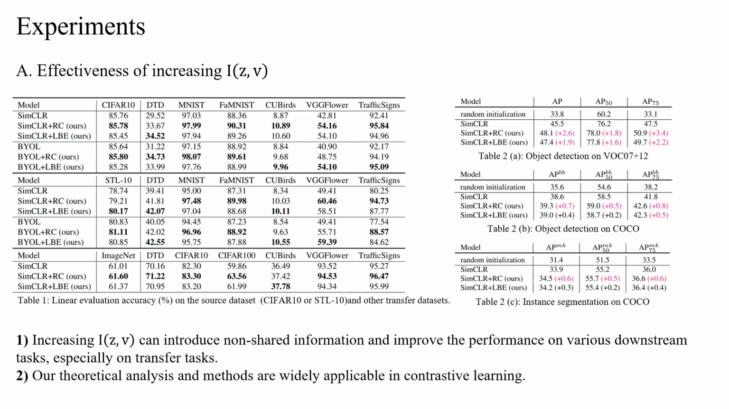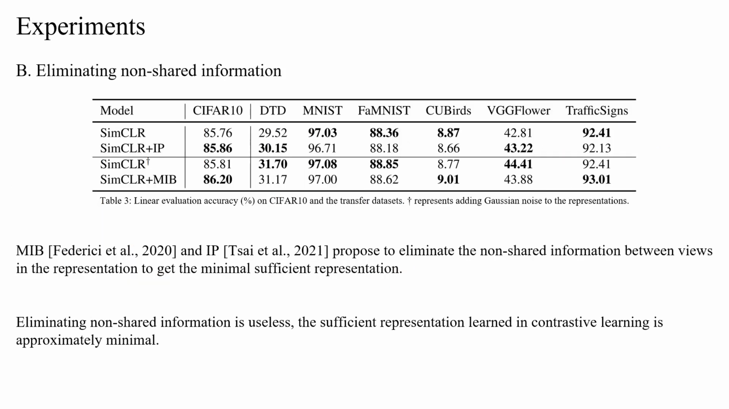Our method introduces more non-shared information and improves the performance on various downstream tasks, especially on transfer tasks, and it is widely applicable to different contrastive learning models. Some previous works propose to learn the minimal sufficient representation, but the method does not make much change to the performance, which means the sufficient representation learned in contrastive learning is already approximately minimal.